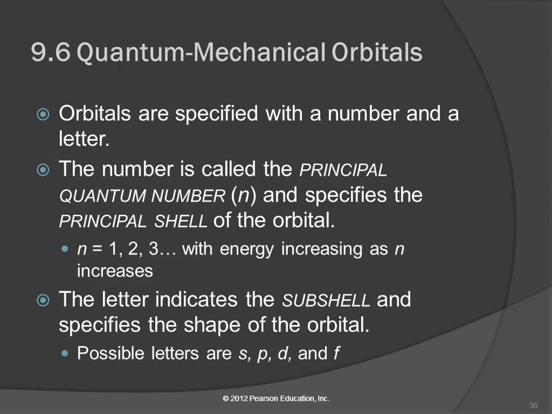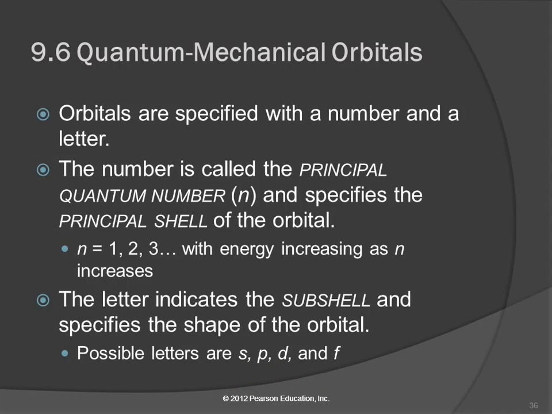And then there's a letter that indicates a subshell, and it specifies the shape of the orbital. And the orbitals have different shapes. And the possible letters are S, P, D, and F.